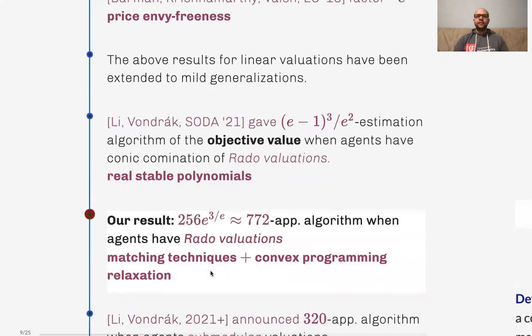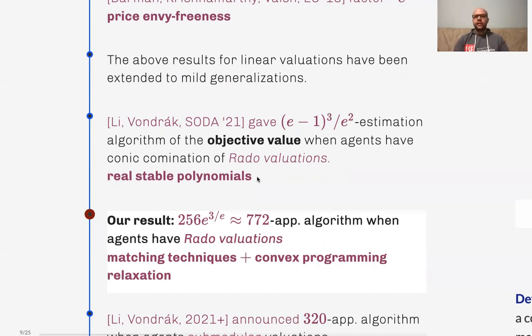Moving on from this mild generalization of additive valuations, not much has been known until very recently. Last year, or actually this year, Lee and Wondrak gave a constant factor estimation algorithm for this Nash social welfare problem when agents have conic combinations of Rado valuations, which I'll introduce shortly. And how do they do this? Well, they extend this approach of real stable polynomials and use some very cool ideas to give this estimation algorithm.